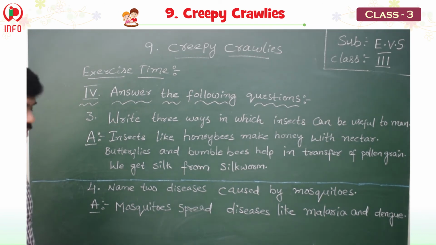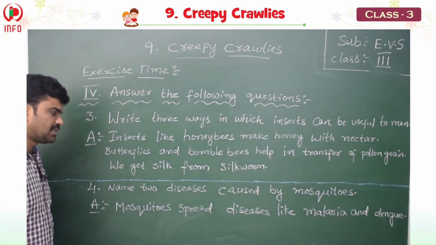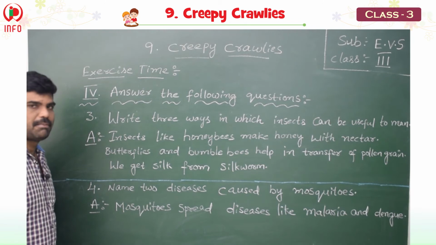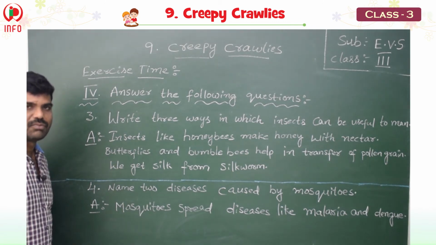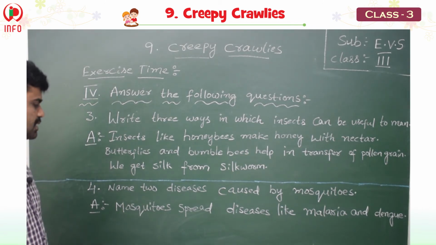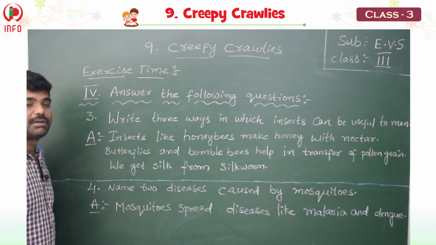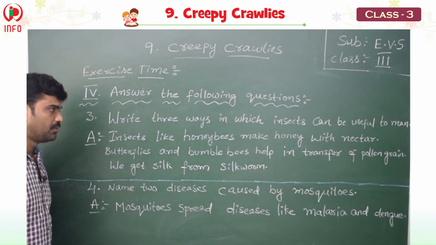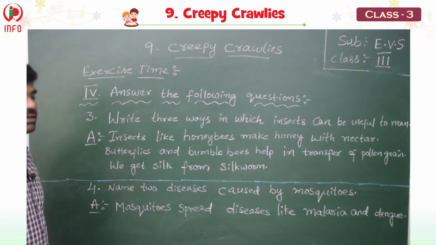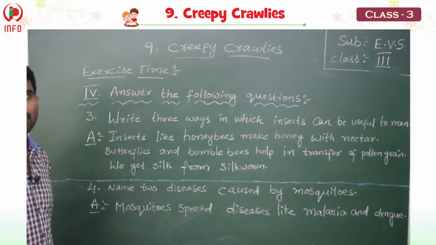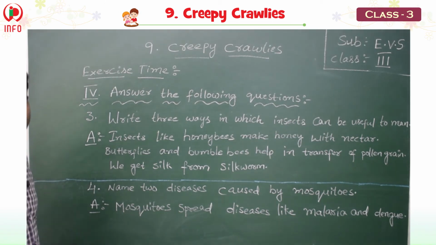Next question, children. Name two diseases caused by mosquitoes. Mosquitoes spread diseases like malaria and dengue. Malaria and dengue. So these are the third and fourth questions.